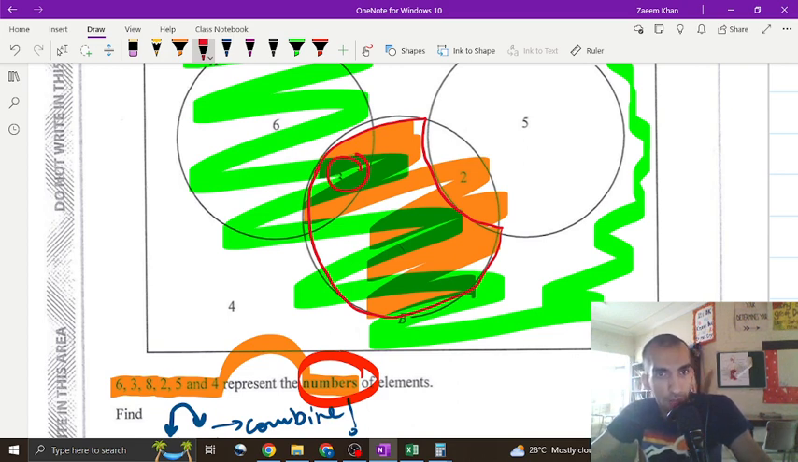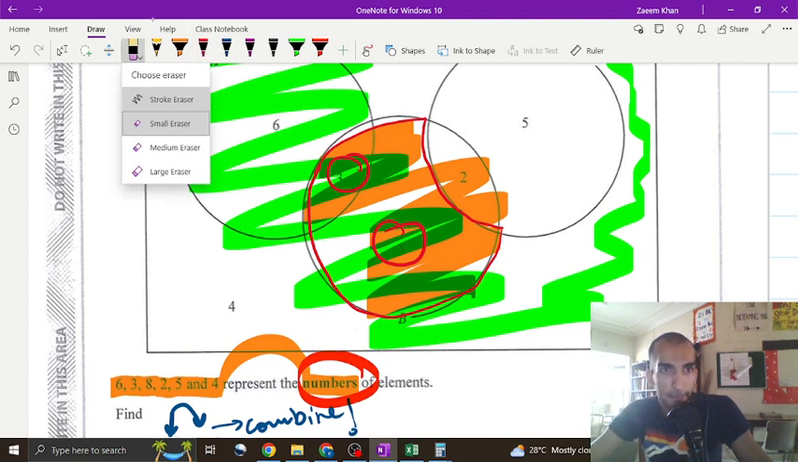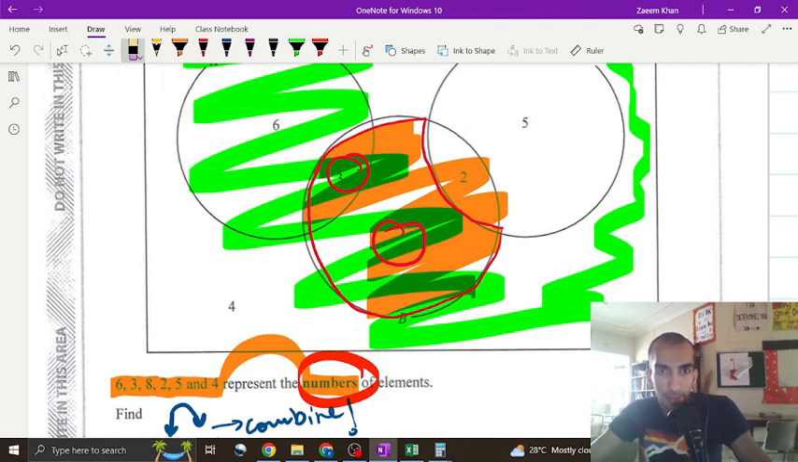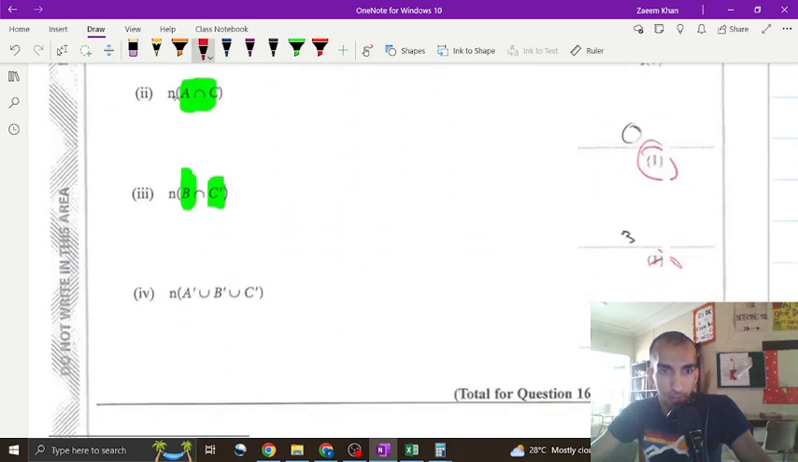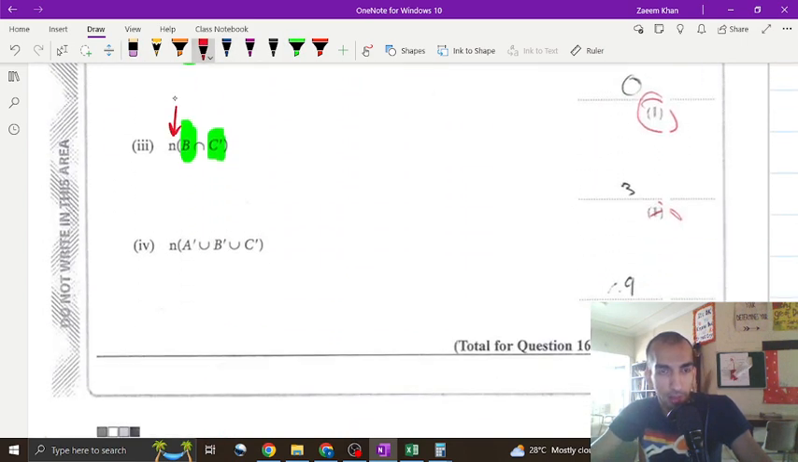What values do you have in there? 3 and 8. Since the question says the number, you're going to say 8 plus 3, which is 11. Does it make sense, Rida? Yeah.